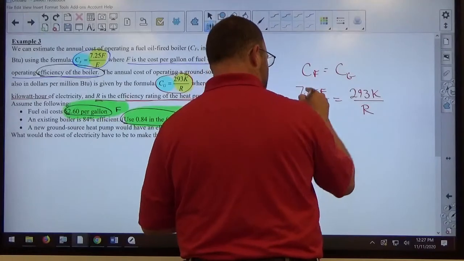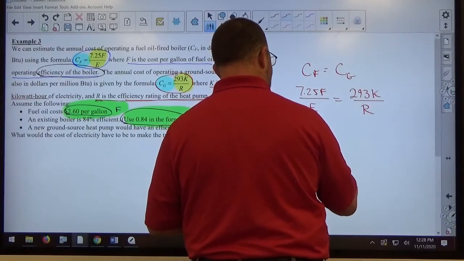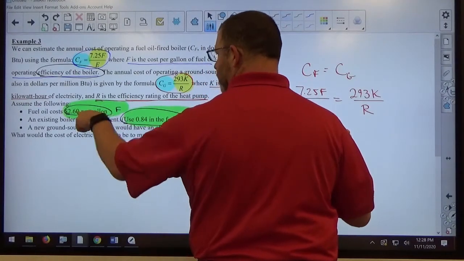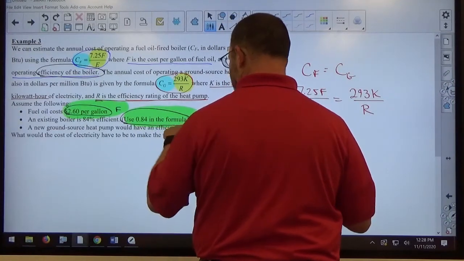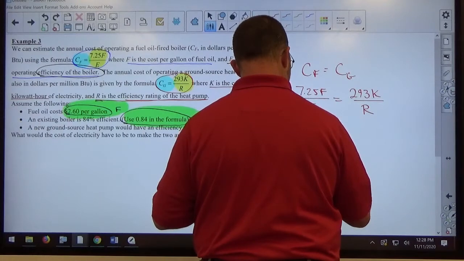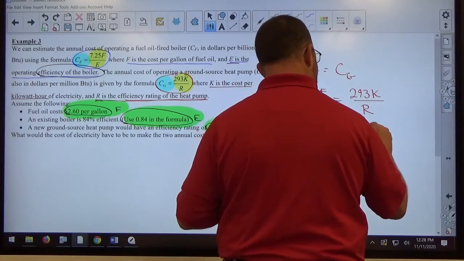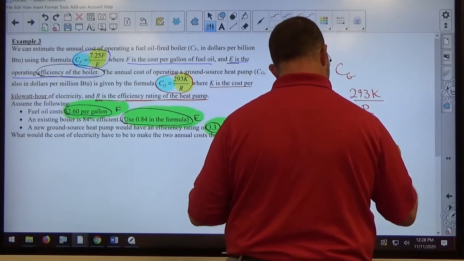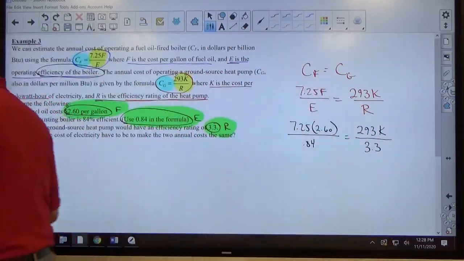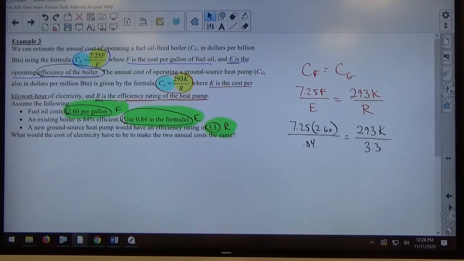So this first equation says 7.25 times F, which is $2.60, over E, which is 0.84, equals 293 times K, we don't know yet, divided by R, which is 3.3. So I simply replace those letters within that equation. So 4 variables becomes 1 variable.